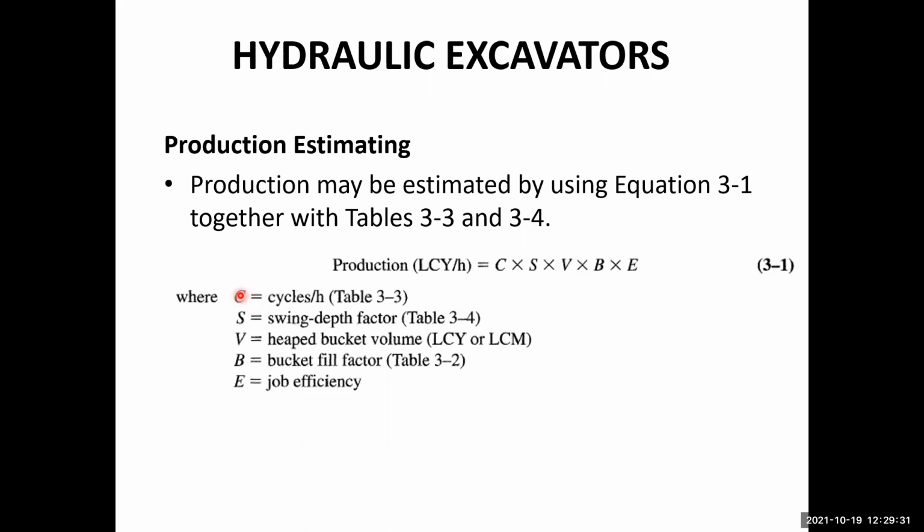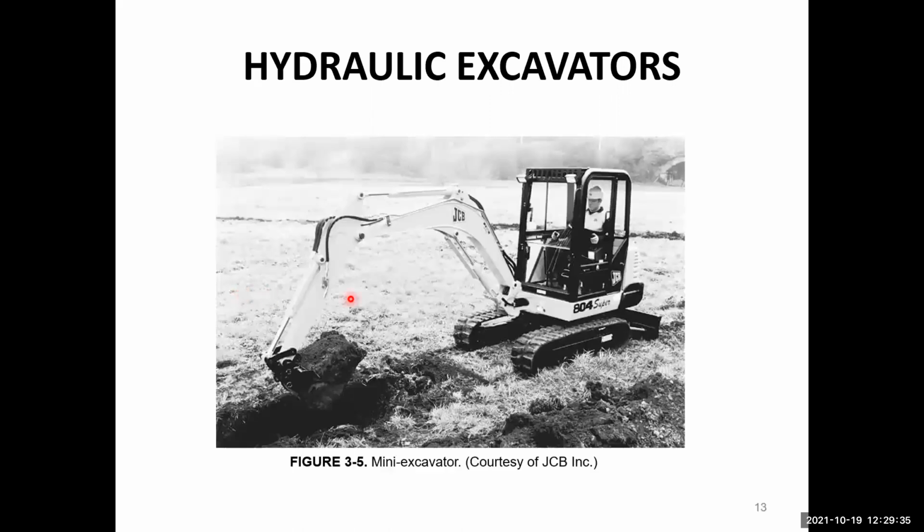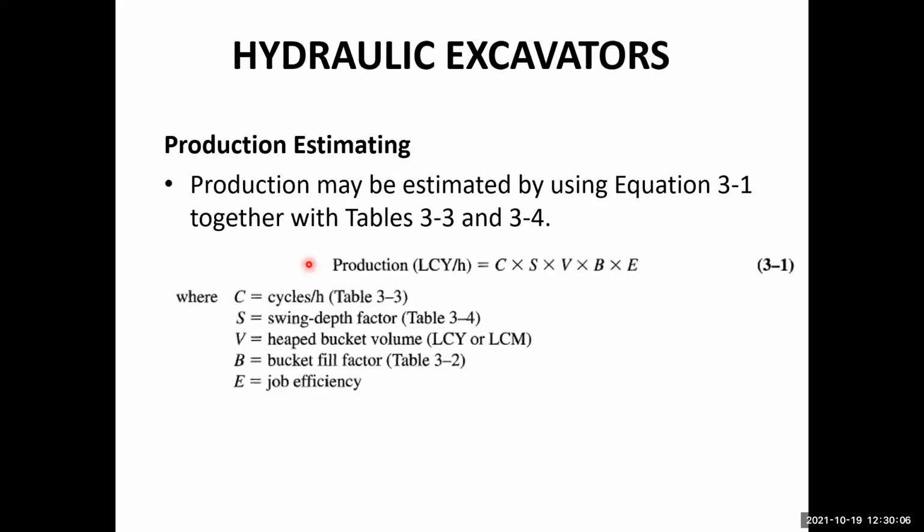So just like this over here, if this machine is working, what will be its cycle? Its cycle will start when that machine digs, and then after digging, it rotates to some other location and dumps that material, and then comes back to dig again. So the work will be performed in a cyclic manner. So we have to estimate the time for the cycle. How many cycles per hour? This number of cycles per hour can be estimated using this table 3-3.